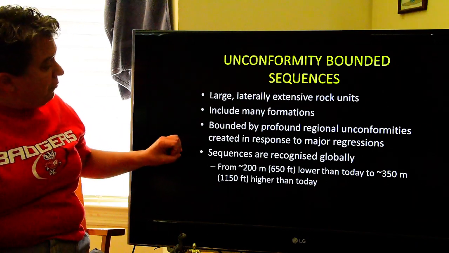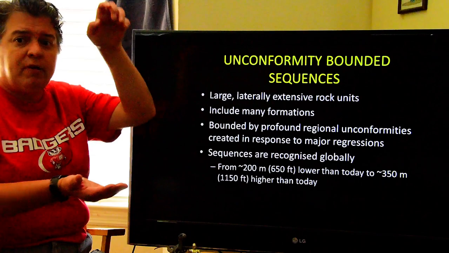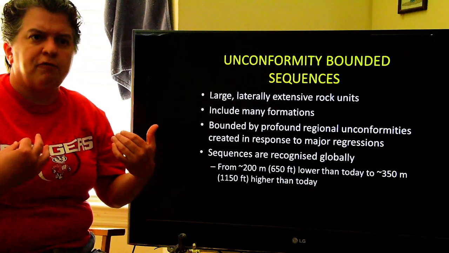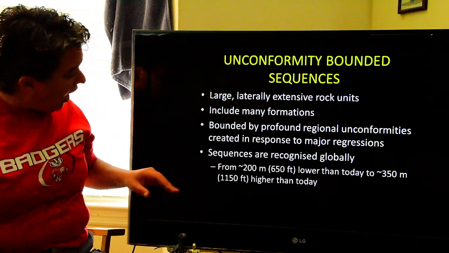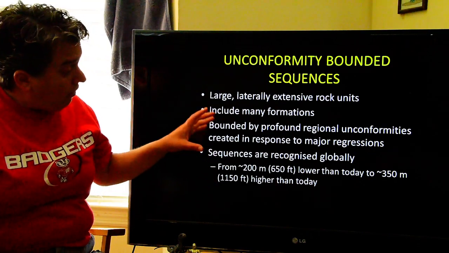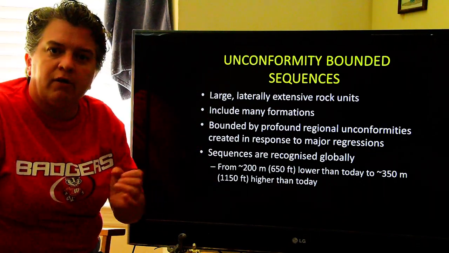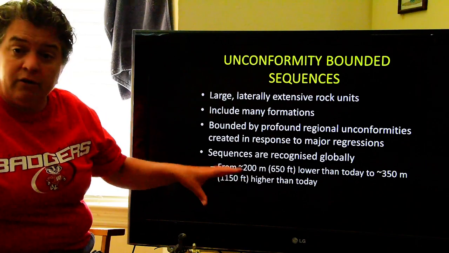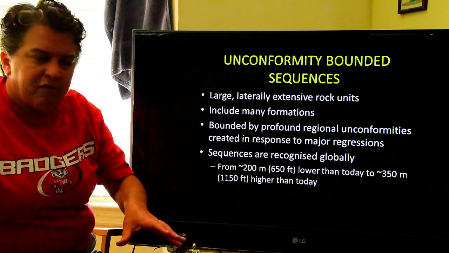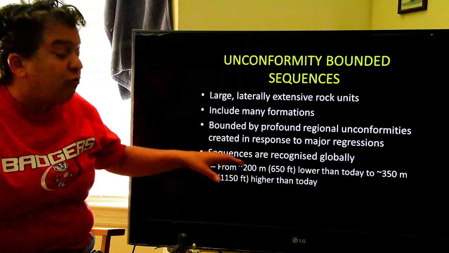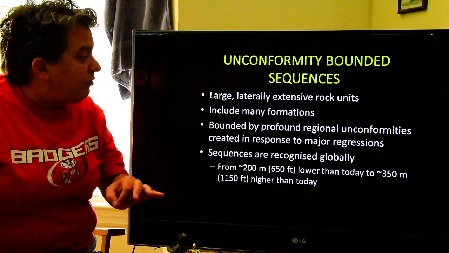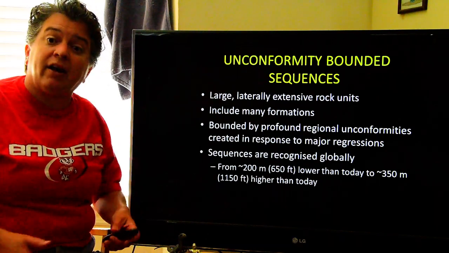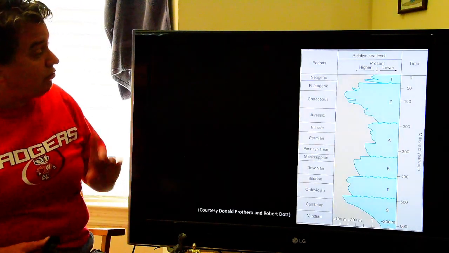And so these unconformity-bounded sequences are going to be these packages of sedimentary rocks in between two large-scale unconformities, and these unconformities can be continent-wide. And in fact, these sequences are recognized globally. We can see these unconformity-bounded sequences on every continent. And what kind of sea level changes are we talking about? These are approximate numbers. They vary from approximately 200 meters lower than today to at least 350 meters higher than today. So sea level can have some very significant changes.